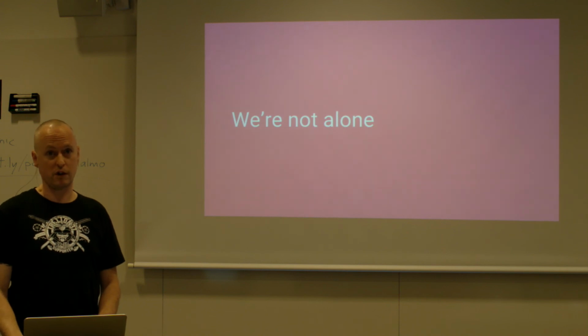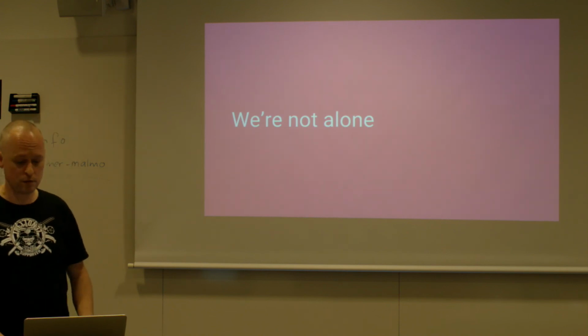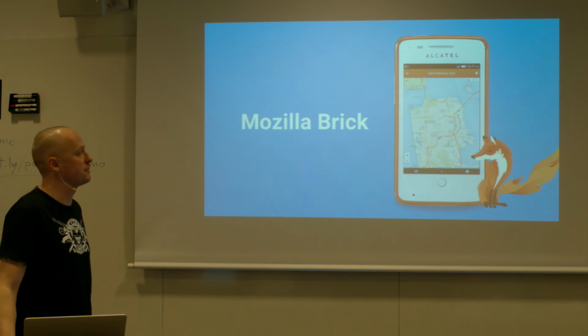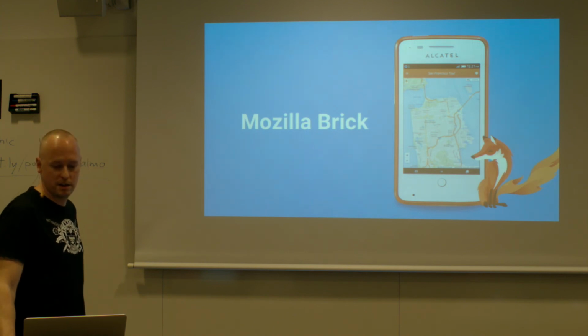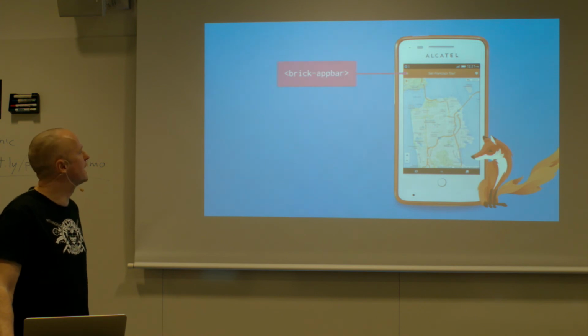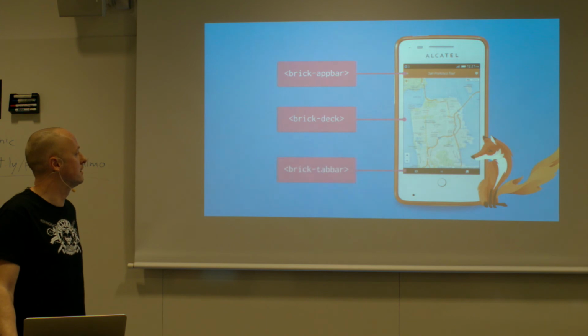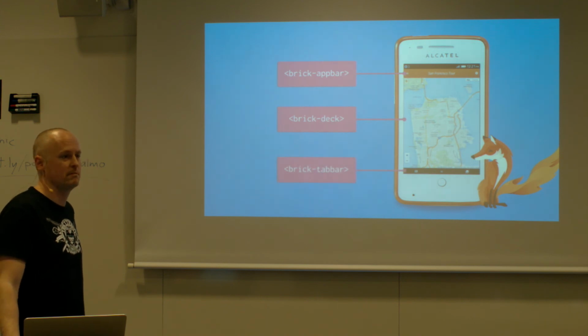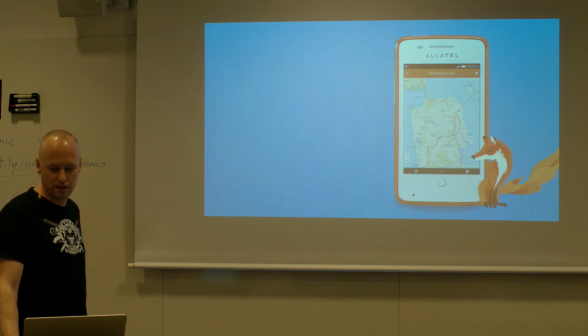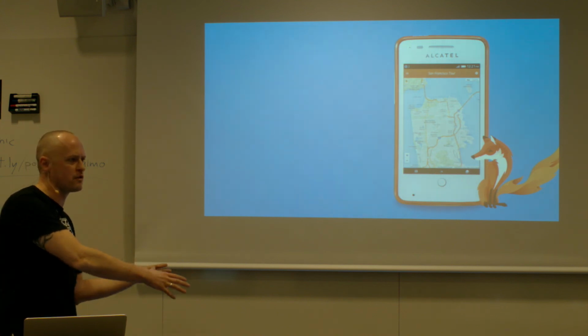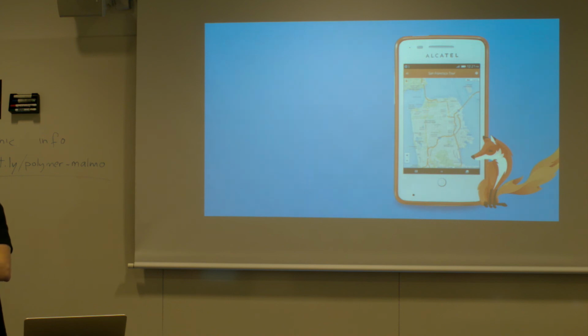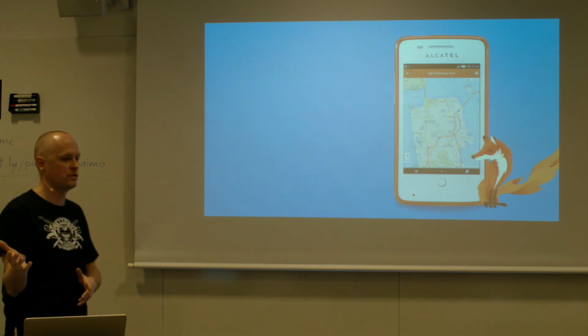But before you think this is all Google and Polymer, well, no. There are other browser vendors working on their own elements. Take, for example, our friends at Mozilla. They created something called Brick. And they have a Brick app bar, a Brick deck, a Brick tab bar. Looking very familiar, right? Now you might still think, well, okay, this means that now there's a Brick version, and now there's a Polymer version, so I have to pick which one I want to use.